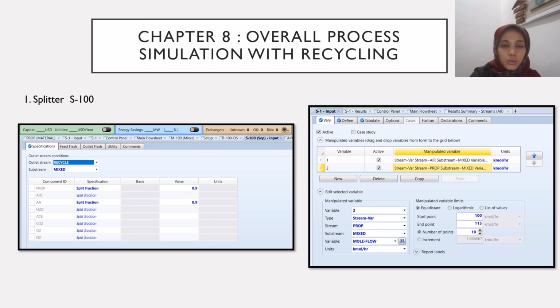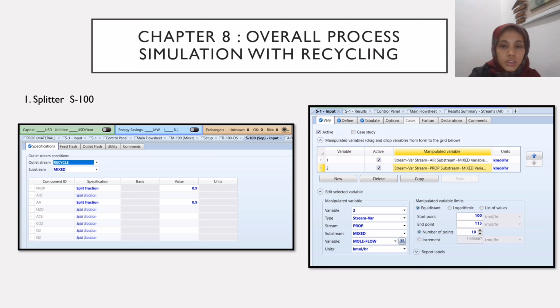Okay, we continue with the last chapter, chapter 8, overall process simulation with recycling. In this overall process with recycling, we add a splitter, which splits the fraction of the components, which are 0.9% of propylene and acrylic acid as shown in the slide. Okay, similar to chapter 7, after adding the recycle stream, we also need to adjust the inlet flow rate in propylene and air in order to ensure the product capacity can be achieved.